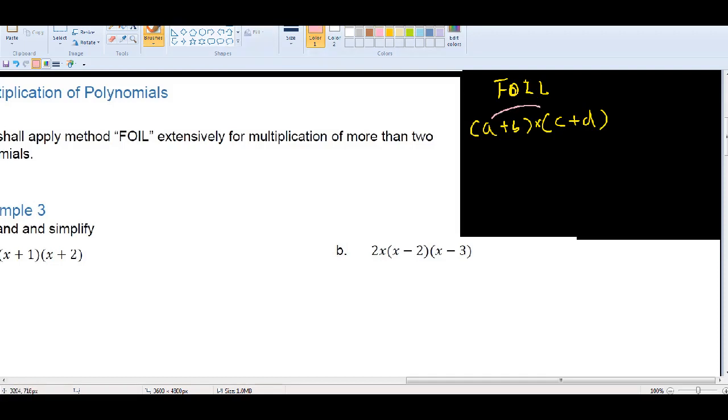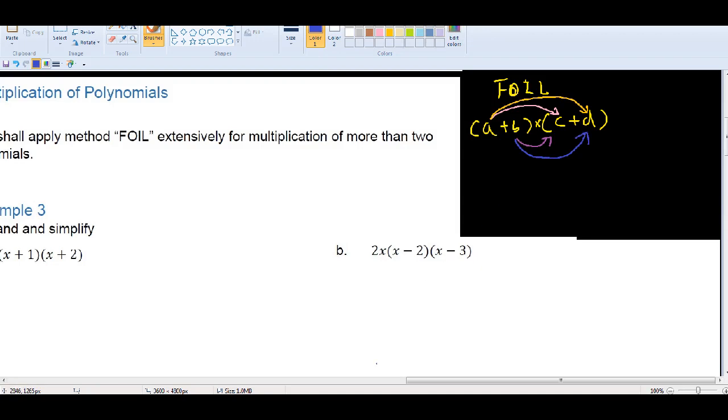FOIL means the first. And how about outside? O is outside. F stands for first, O stands for outside. Okay, so I change another color. So that's outside. I means inner, so inner means this one. And L means last.